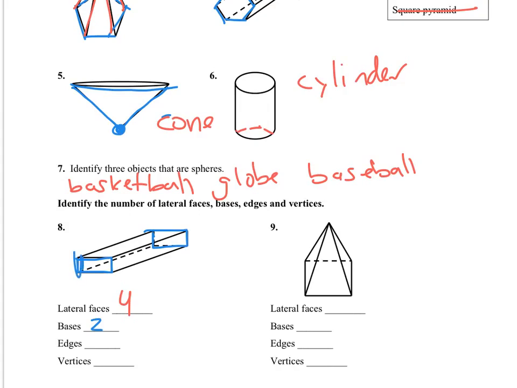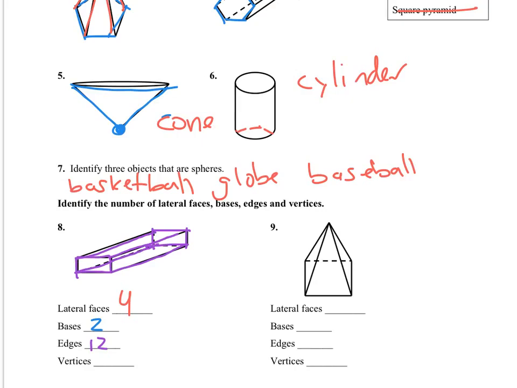Okay. The edges, erase that. The edges are the long straight lines that connect at a vertex. Let me choose purple. So for the edges, okay, the edges are straight. So there's 1 edge, 2 edges, 3 edges, 4 edges, 5, 6, 7, 8, 9, 10, 11, 12. So there are 12 edges, okay, for this solid.